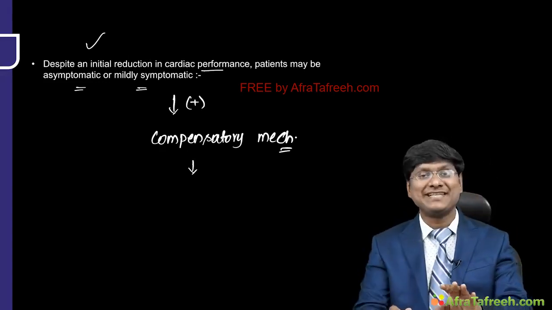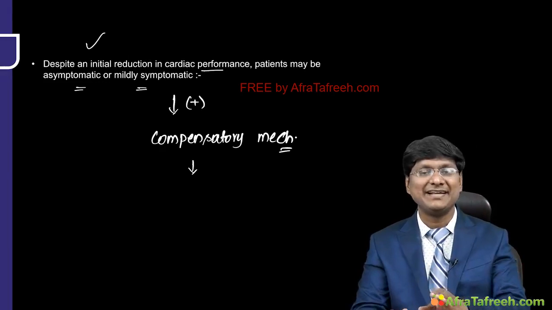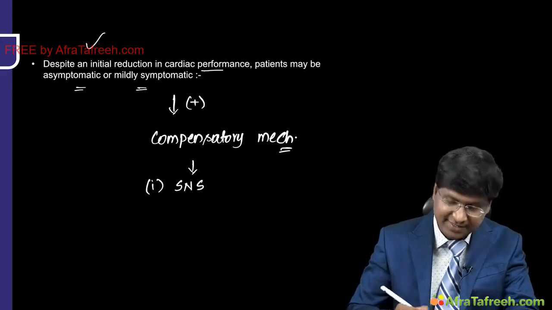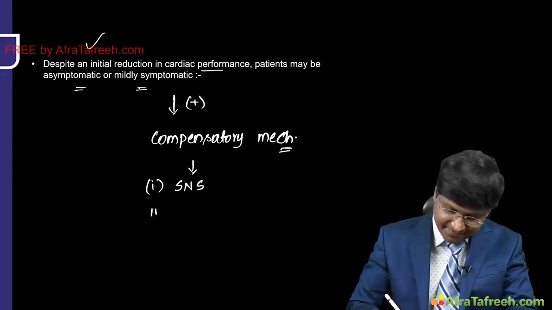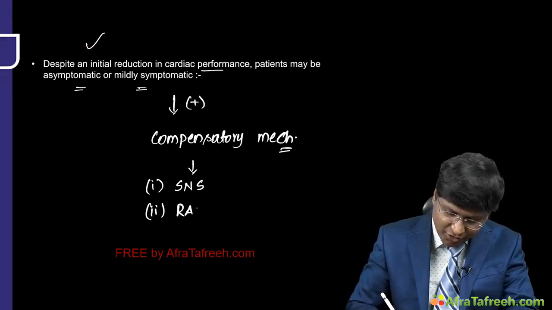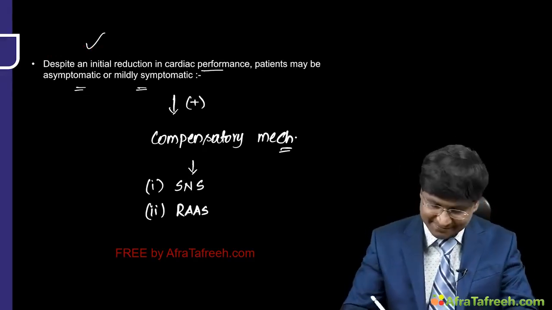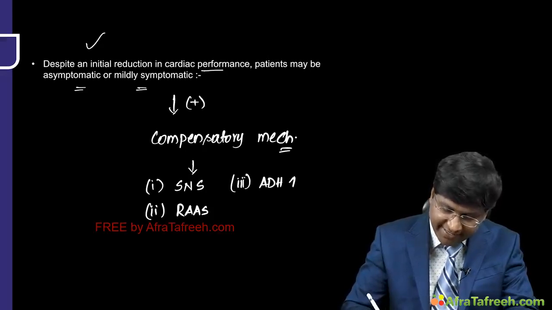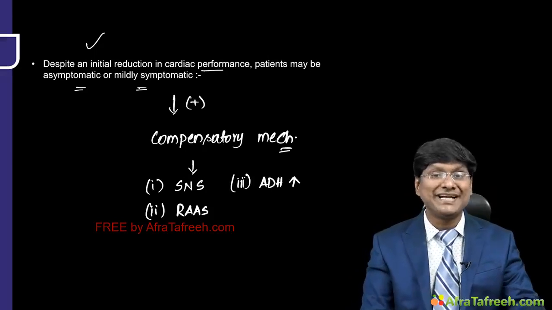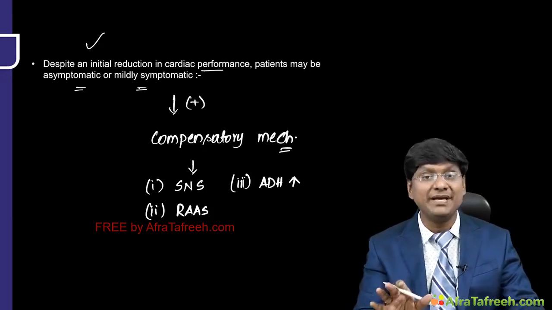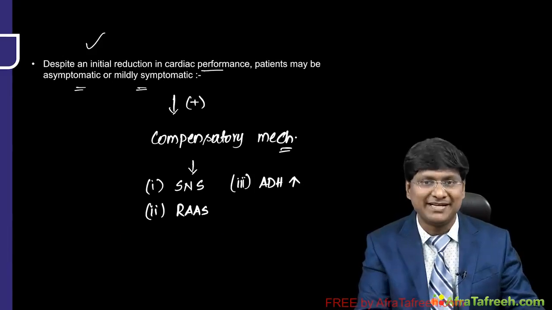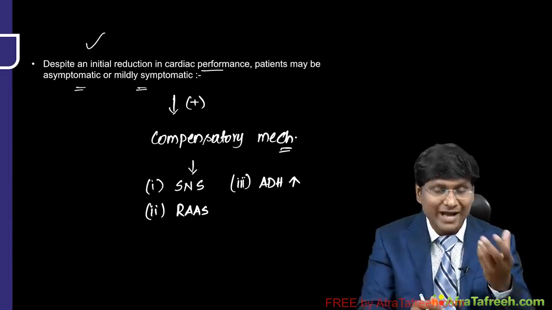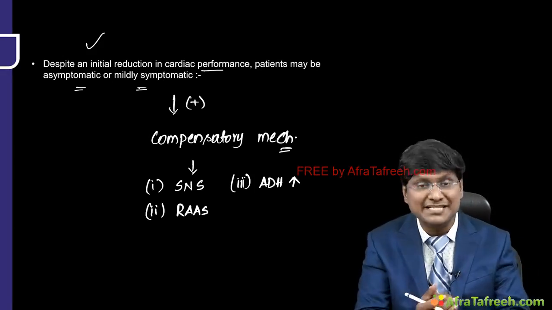And what are these compensatory mechanisms? Number one, activation of the sympathetic nervous system. Number two, activation of the renin-angiotensin-aldosterone system. Number three, non-osmotic release of antidiuretic hormone. These are the compensatory mechanisms that make the individual mildly symptomatic or asymptomatic, right? Now let me give you the sequence of events that will happen, and why those events happen I'll be discussing in this pathophysiology.